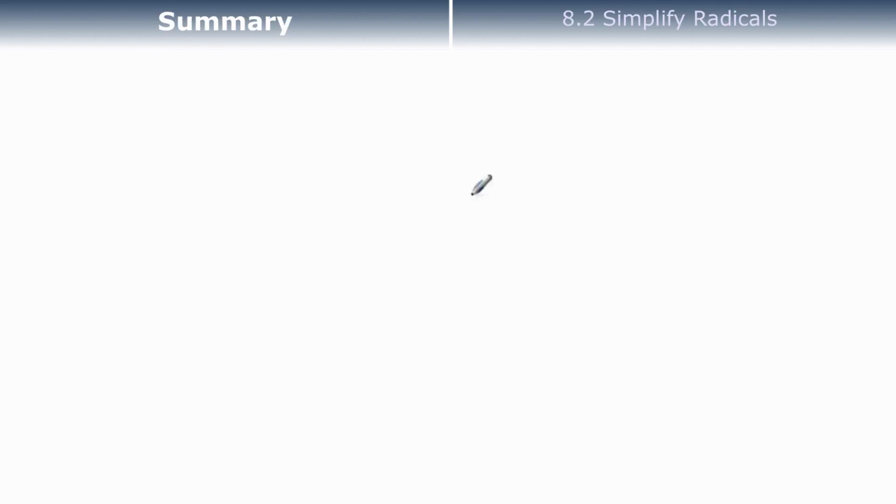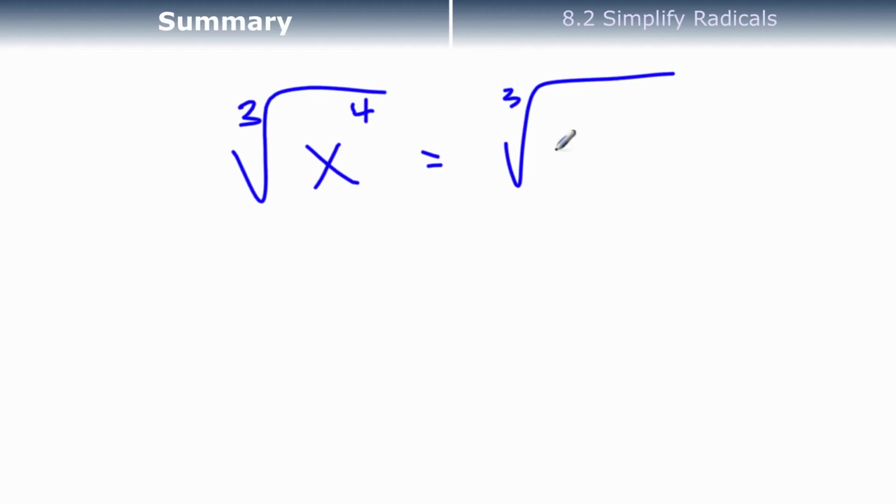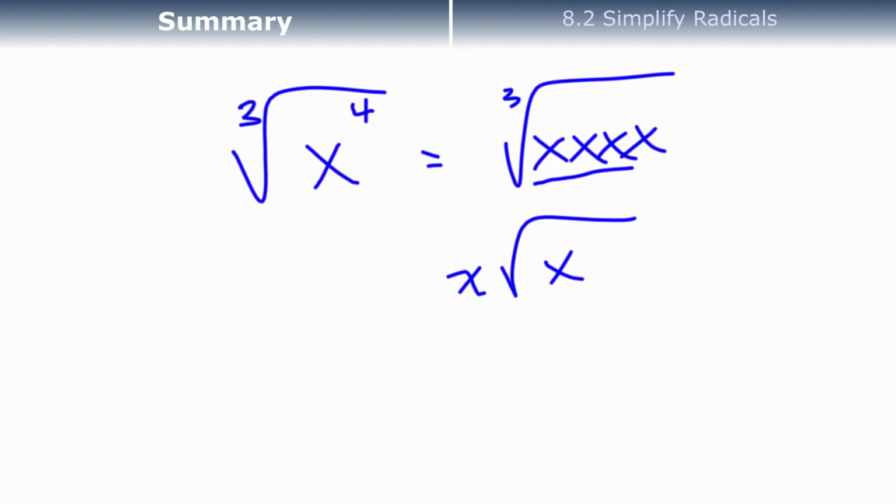In future videos, we'll look at things with a cube root. And basically a cube root, it just means if you have three things inside, you can bring one out. Like here, if I had the cube root of x to the fourth, that would be 4 x's inside. If I see 3, I can bring 1 x out, and I'd be stuck with 1 x inside. Oh, and this is a cube root. Okay, try some questions.